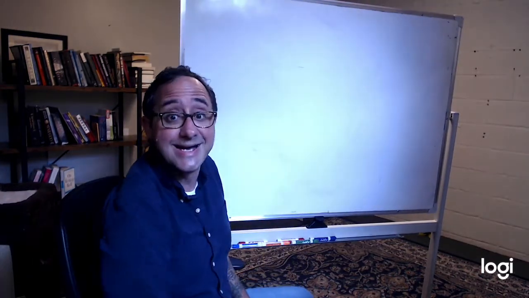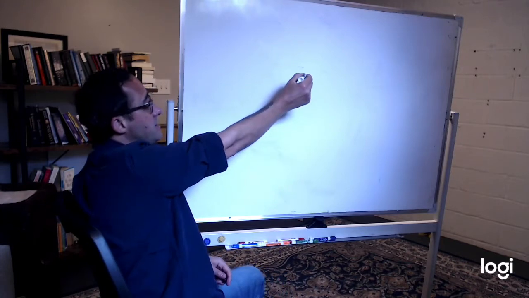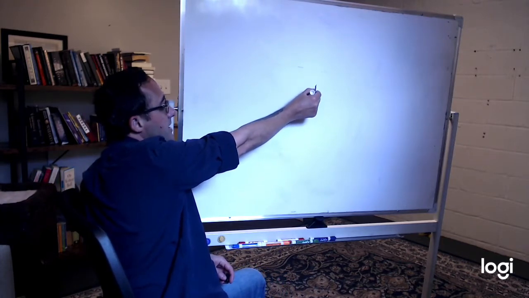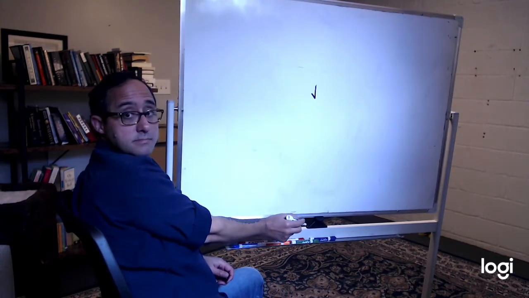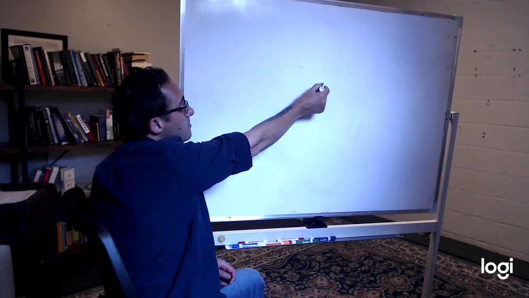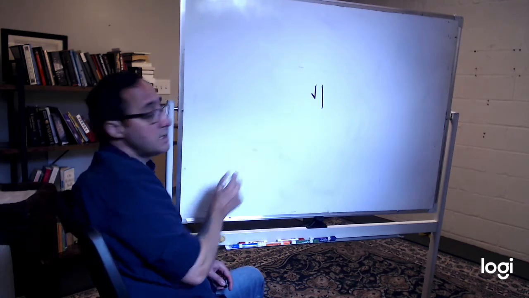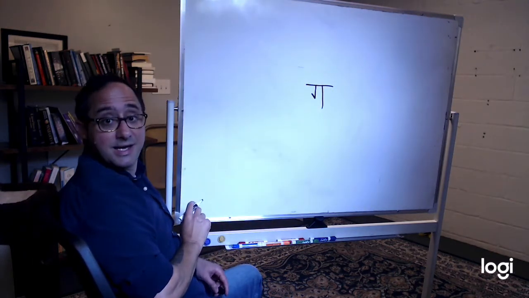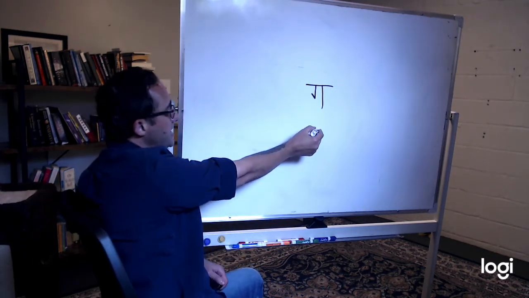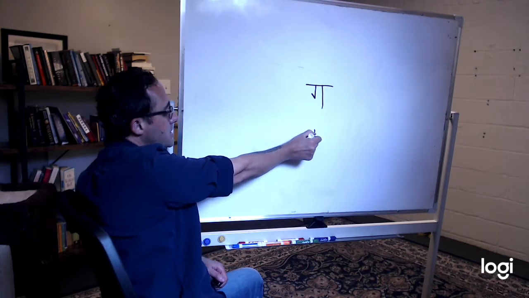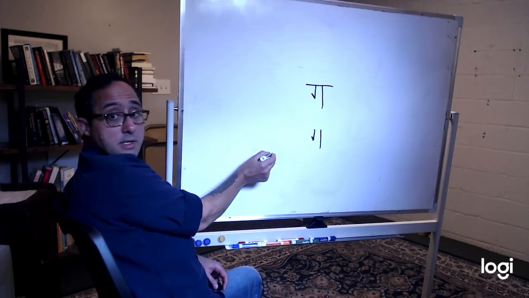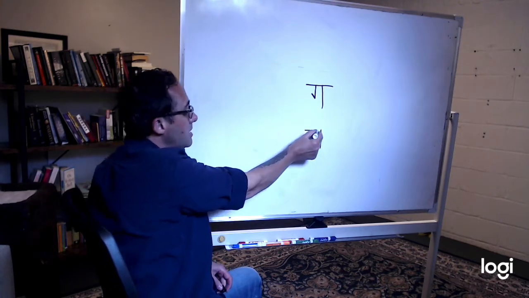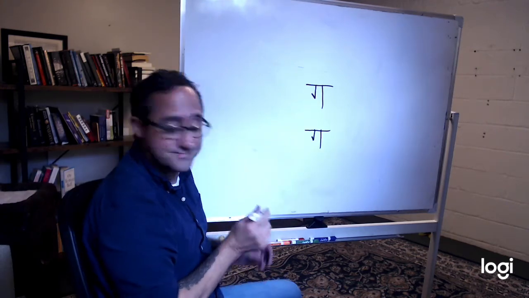Now we want to make ga. This one's a little bit easier. You want to come down, hook it, bring it down a little bit longer, and cap it. Ga, ga. One more time. Down, hook, down, ga, ga. Right?